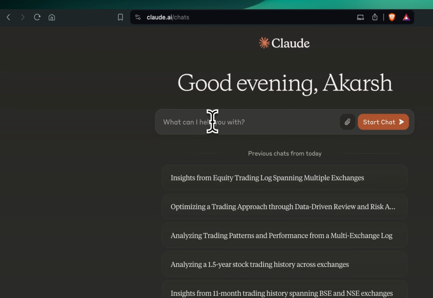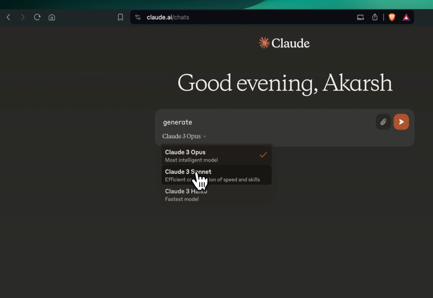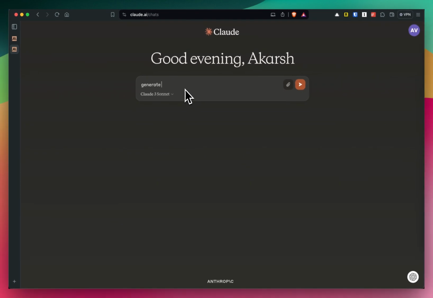So what I'm going to do now is go to a model and ask it to generate a prompt. Basically, I am using the LLM itself to generate the prompt so that I can give the bigger LLM or a different chat this kind of prompt and get better insights.